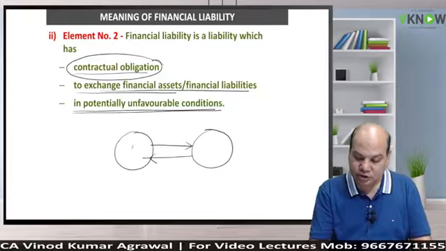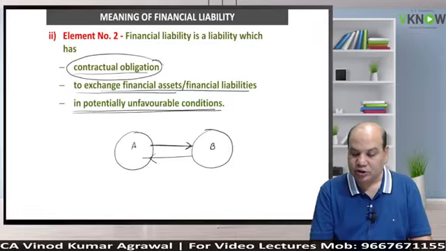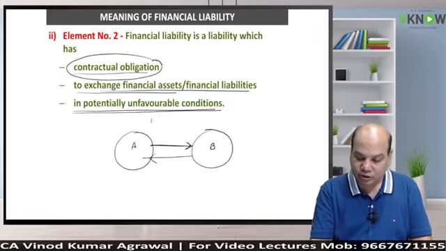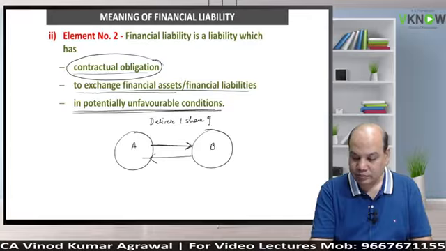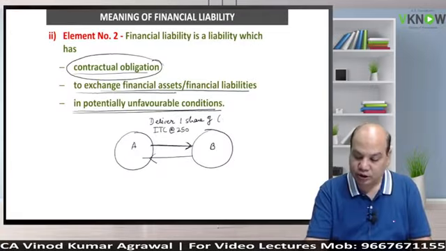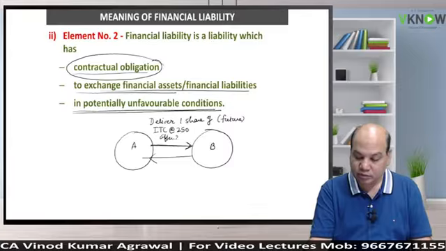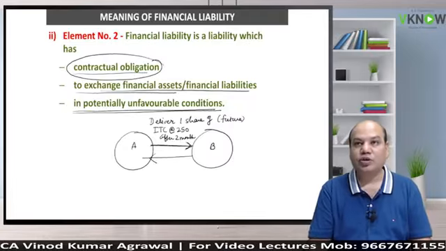Okay, suppose this is Mr. A, Mr. B. So Mr. A and Mr. B enter into a contract that A will deliver 1 share of ITC at 250 rupees. So this is like a forward or a future contract after 2 months.